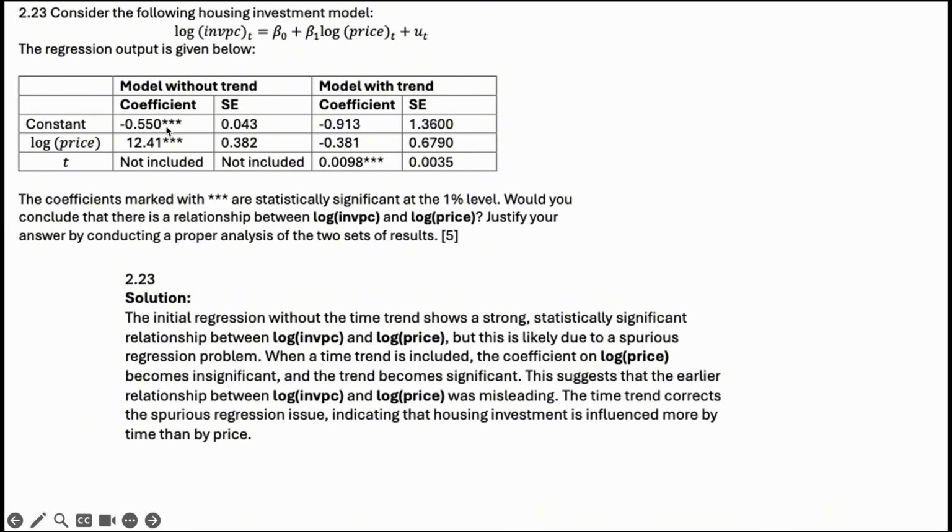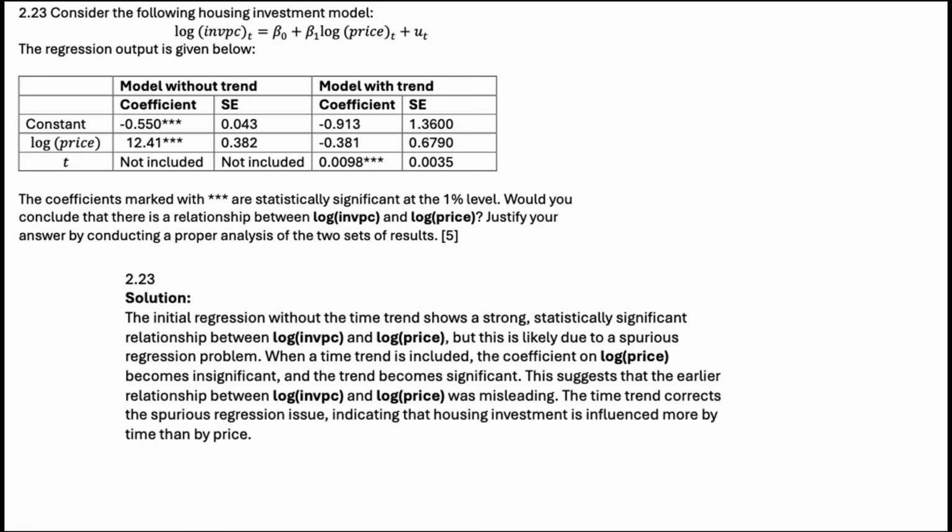Now in this one over here, our constant was statistically significant and the log price coefficient was statistically significant. But now we add in the trend and look here. Not only does the sign of the price coefficient change, but it's also no longer statistically significant. Because if you use 0.381 over 0.6790 for the standard error, you'll get a t-value of about 0.5, which is a pretty bad t-value. You'll get a p-value that's much more than 0.05.